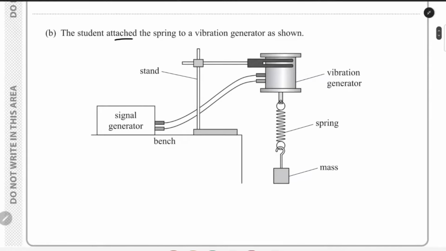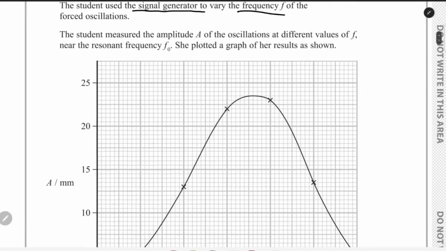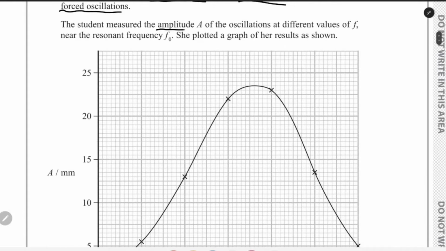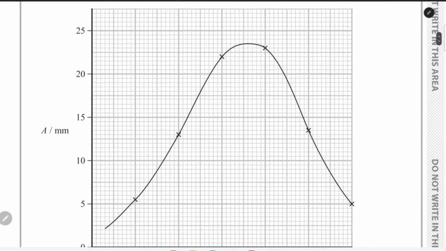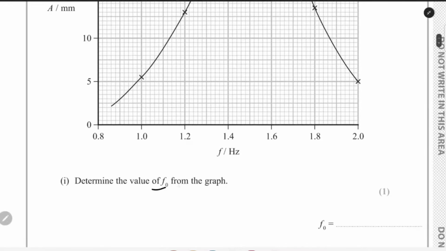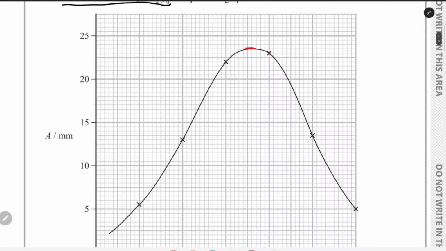Now we are given that the student attaches the spring to a vibration generator. This is the signal generator for this vibration generator. She used the signal generator to vary the frequency, its forced oscillations, and then the student measured the amplitude at different values of the frequency near the resonant frequency. So at the resonant frequency there will be a peak. The peak is at the resonant frequency. We have to determine the value of that. So the peak is somewhere over here.